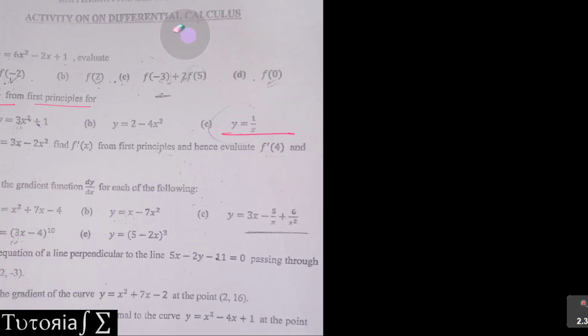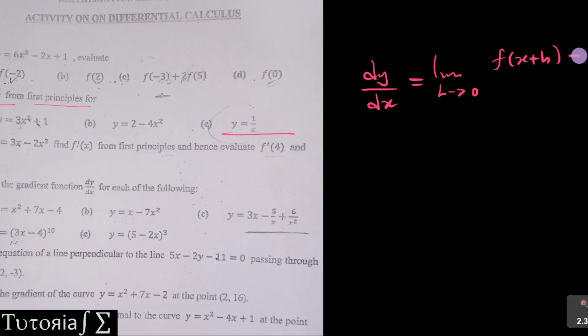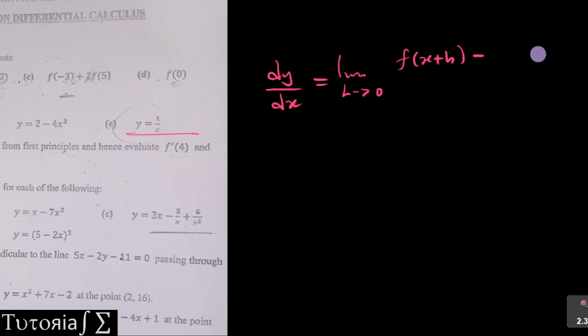All right, so firstly we need to understand what the first principle says. So the first principle basically says dy dx is equal to the limit as h approaches 0 of f of x plus h minus f of x, divided by h.